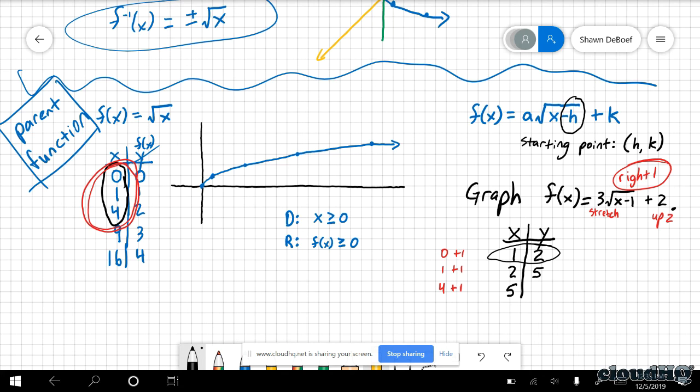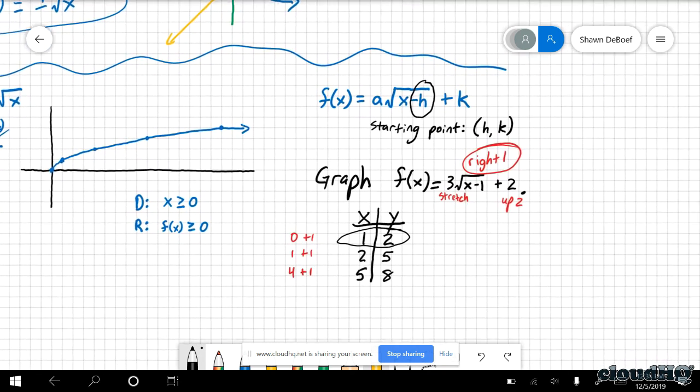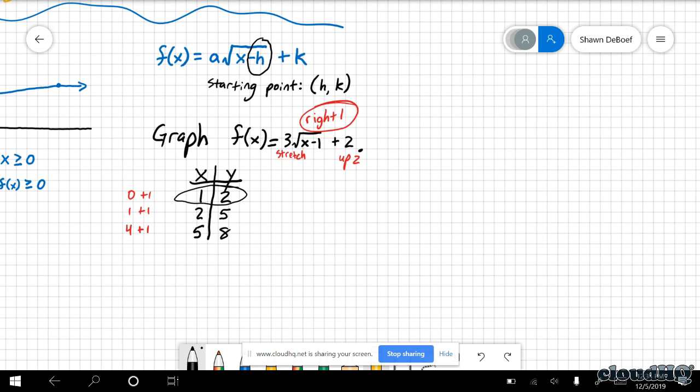Let's plug in 5. 5 minus 1, 4. The square root of 4, 2. 3 times 2, 6. 6 plus 2, 8. How much did we grow by? Oh, 3 again. Is that coincidence? No, maybe not coincidence. I think 3 points is enough. I think that's enough information to draw a graph. If you want to do more, you can.